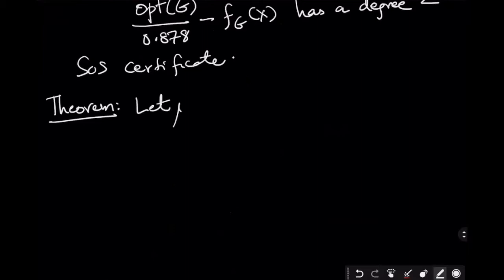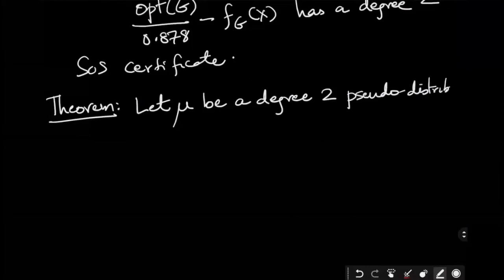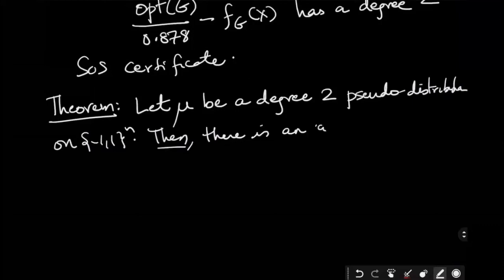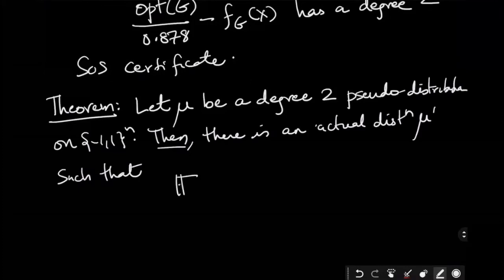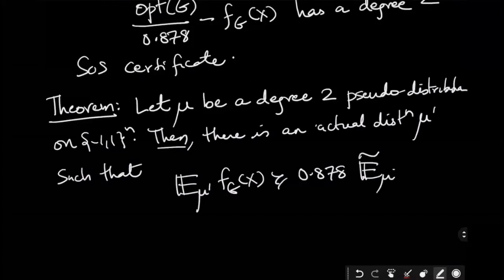So let mu be a degree 2 pseudo distribution on the hypercube. Then there is an actual distribution, let's call it mu prime, such that the expectation under mu prime of this cut computing polynomial is at least 0.878 of the pseudo expectation of F_G(X).